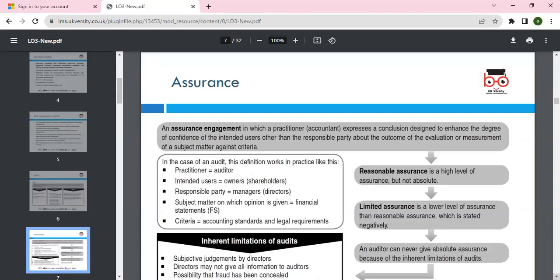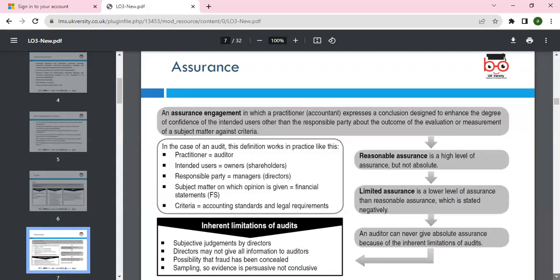Assurance engagement is where the practitioner accountant expresses a conclusion designed to enhance the degree of confidence of the intended user, and then the auditors give the assurance that these statements have been prepared properly. Reasonable assurance is a high level of assurance, but not absolute. Limited assurance is a low level of assurance, which is stated negatively. And auditors can never give absolute assurance because of the inherent limitations and risk involved in the audit.